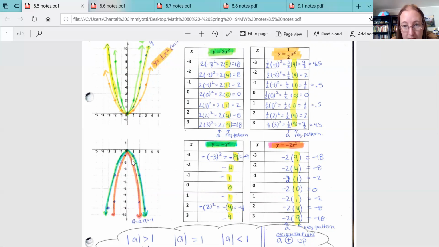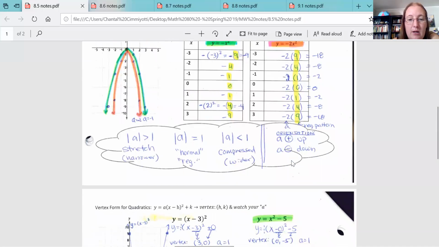But still, it's going to be narrower when the absolute value is more than 1. So the negative just refers to it being opening down. The 2 is still more than 1. Or you can think of it as the absolute value, which is 2, would be more than 1. I have a kind of a summary of how that works in terms of stretching, being normal, being compressed, and the orientation being up or down, whether the A, which is the leading coefficient.